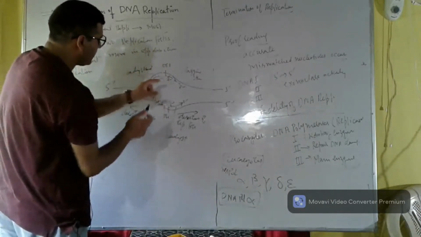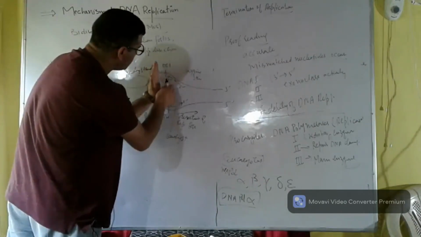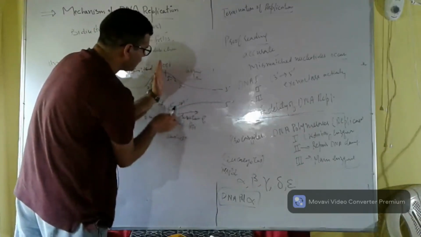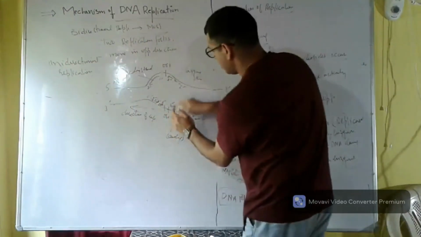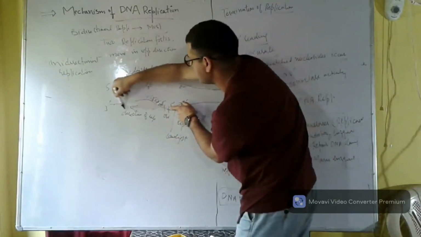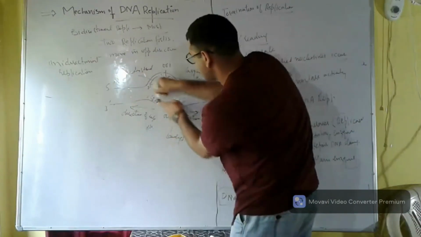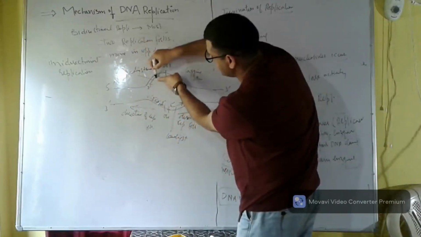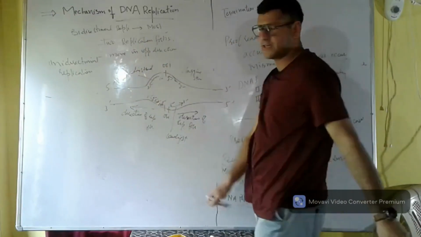So this is the origin of replication, and the direction of the replication fork is like this, so this is the leading strand. And then we have another one. Consider this is the origin of replication and the direction of the replication fork is in this direction. The strand moving in this direction becomes the leading strand. This one, opposite to the direction of the replication fork, is called the lagging strand.